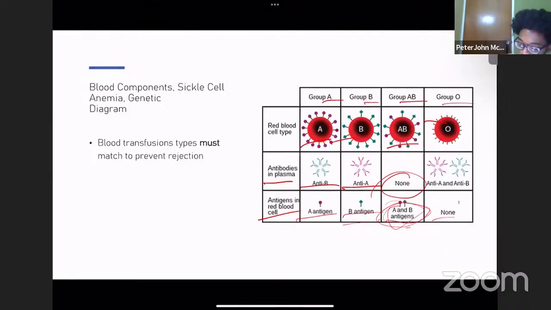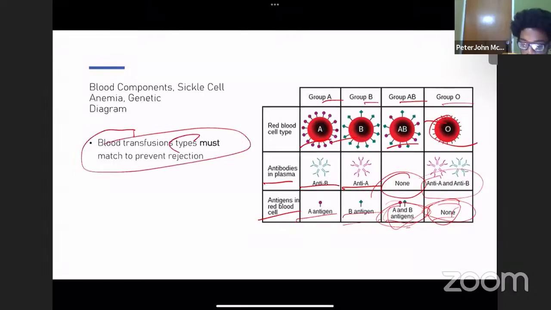If I have no antigen, so if I have O, then I need anti-A and anti-B, because if I suddenly start having A and B antigens in my body, it can't be mine because I'm not producing that. I have none. But that's just a simple rundown of blood types. That's how blood types work when you go to the blood bank and need blood transfusions. That's how blood transfusions work. So the types must match.